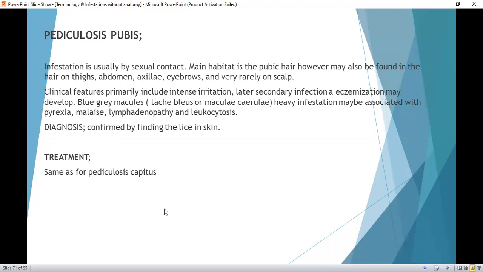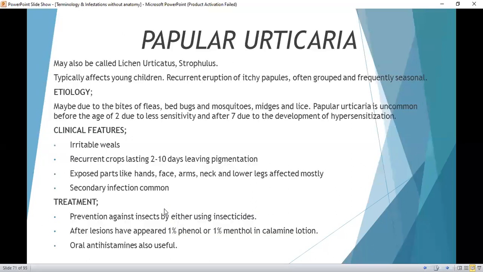Blue-gray macules or maculae cerulae may occur. Heavy infestation may be associated with fever, malaise, lymphadenopathy, and leukocytosis. Diagnosis is again confirmed by finding the lice on the skin. Treatment is the same as for any other type of pediculosis.